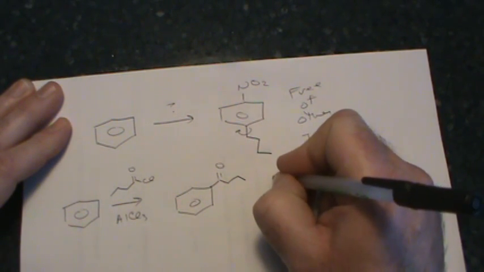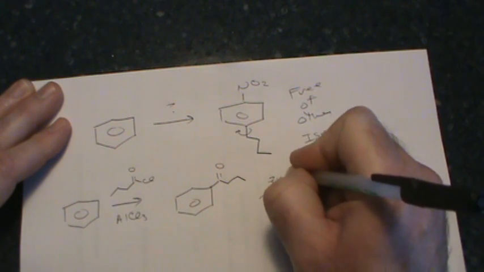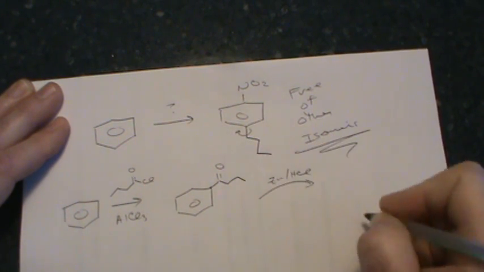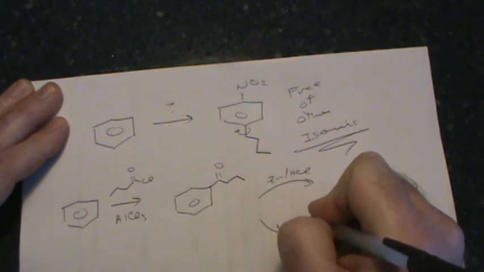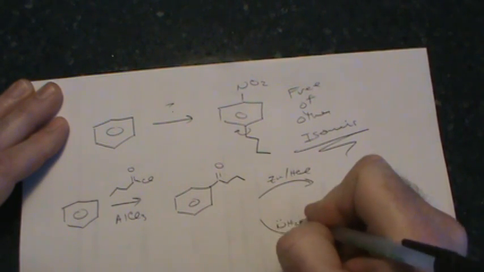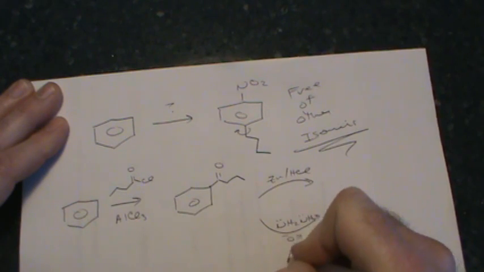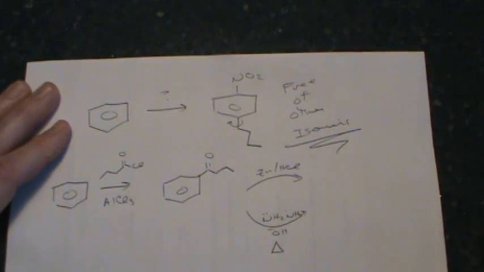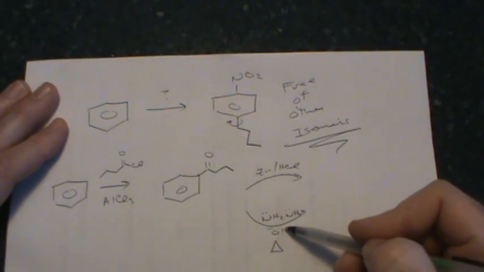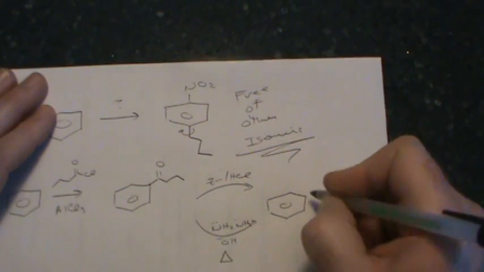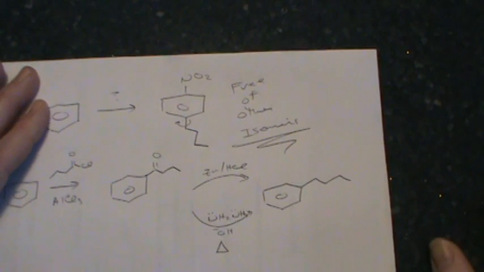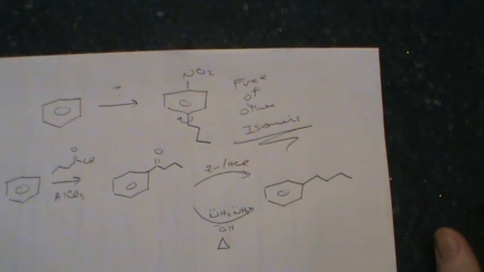Either a Clemmensen reduction or a Wolff-Kishner reduction. This is the Clemmensen, this is the Wolff-Kishner. You don't need both, you just need one. And there you have it, reduced to the corresponding butylbenzene.